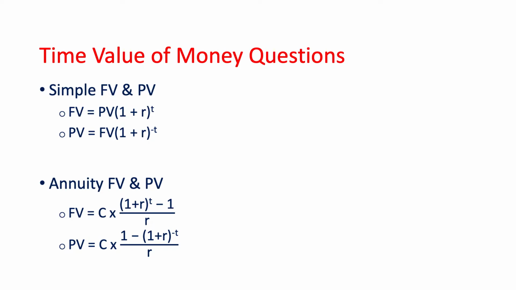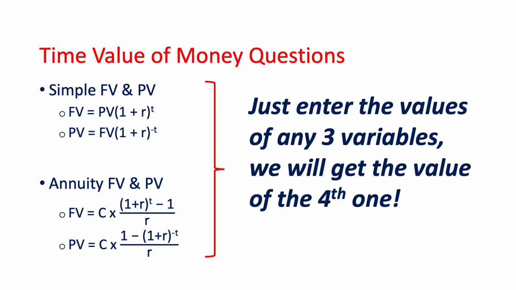We have the familiar equations for simple FV and PV and annuity FV and PV here. They highlight one important point. In each of the equations, there are just 4 variables. And so for most of the time value of money questions that we are solving with BA2 Plus, we just need to enter the values of any 3 of them. Then we will get the value of the 4th one.